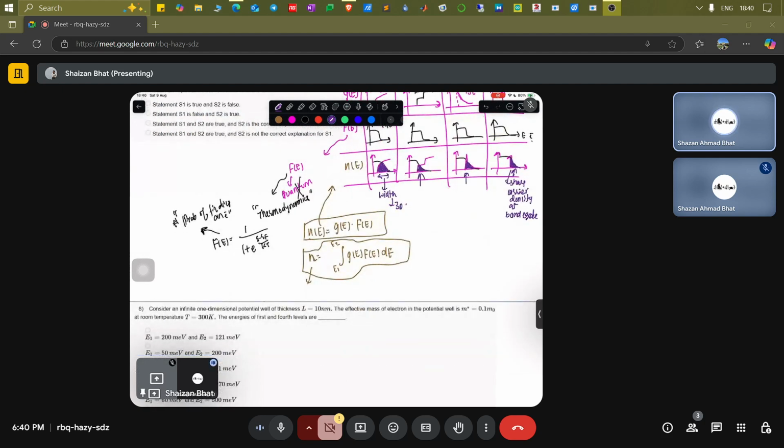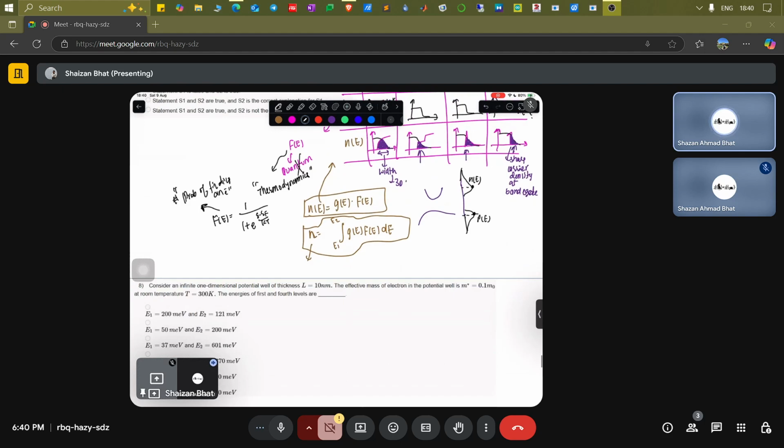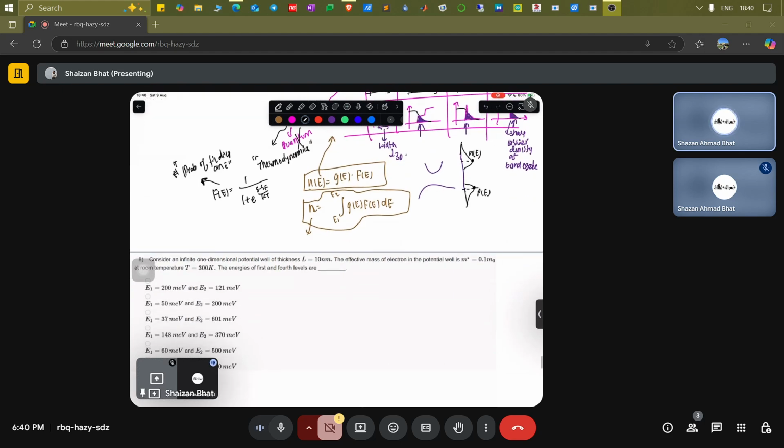So that means if you have a 3D system with a conduction band and valence band like this, and you draw its carrier density, that will look something like this. For the electron, this is N of E. For the holes, it will look something like this, P of E. That means there's a peak. It's not exactly peaking at the band edge. It's peaking at a higher energy value than that of the band edge.